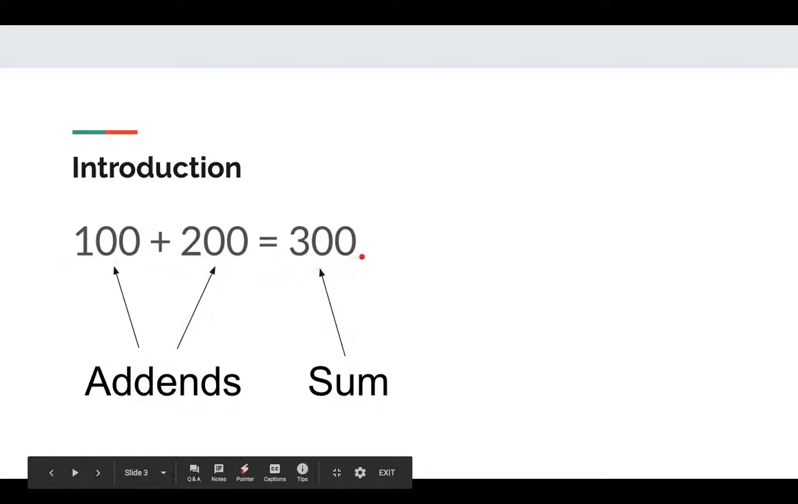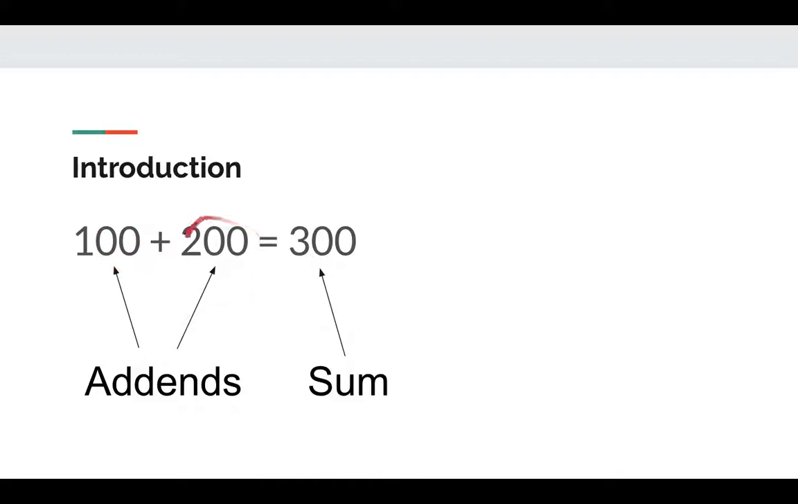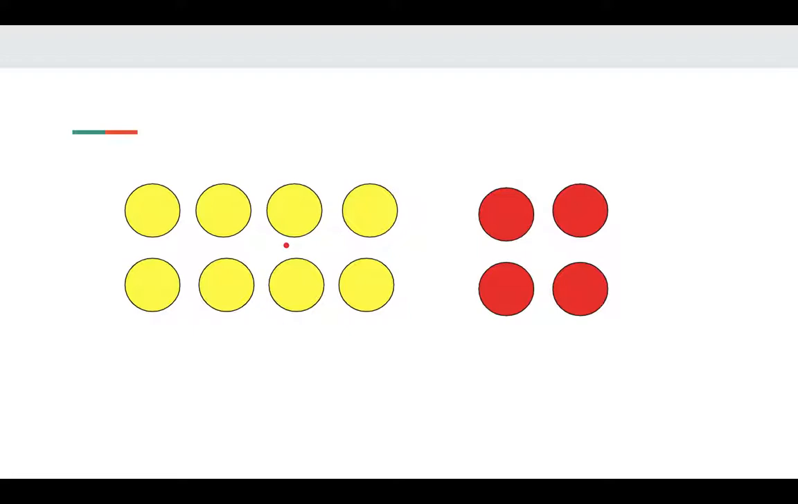When I'm looking at an addition equation, the 2 numbers that I'm adding are called the addends. So 100 and 200 in this equation are called the addends. When I add those 2 numbers together, the answer is called a sum. So anytime I'm adding, the answer is really the sum. So let's move on to some of our properties.